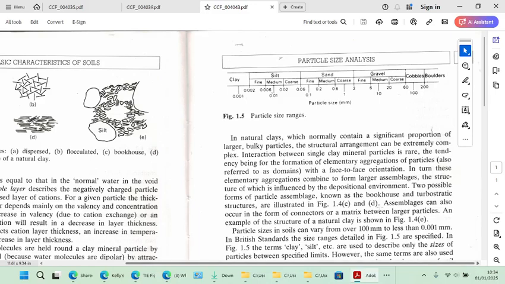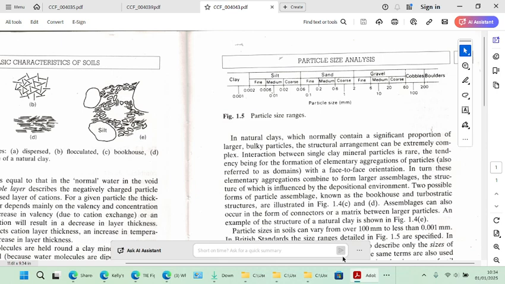Next page. In natural clays, which normally contain a significant proportion of larger, bulky particles, the structural arrangement can be extremely complex. Interaction between single clay mineral particles is rare, the tendency being for the formation of elementary aggregations of particles, also referred to as domains, with a face-to-face orientation. In turn, these elementary aggregations combine to form larger assemblages, the structure of which is influenced by the depositional environment. Two possible forms of particle assemblage known as the bookhouse and turbostratic structures are illustrated in figure 1.4c and d.